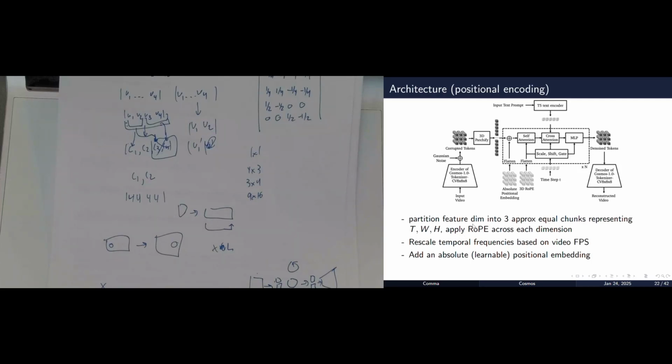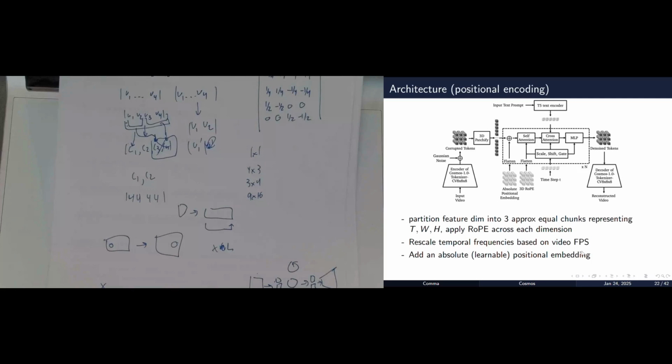So RoPE is basically positional encoding, similar to a transformer. You use sine and cosine, but here it's a little bit smarter, and we apply it across every single dimension independently. We want positional dependence across the height, width, and time dimensions.